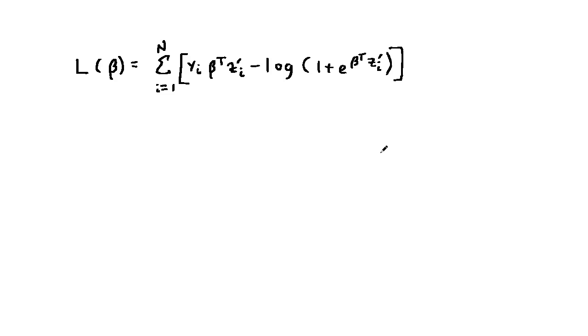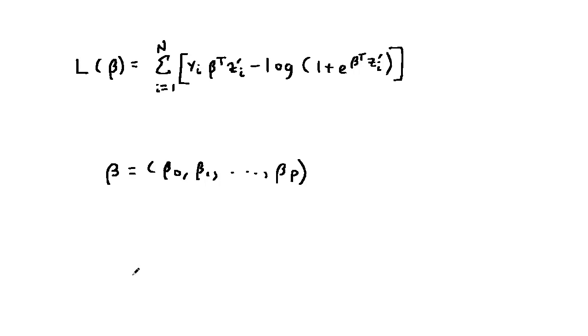Now return to maximizing the log likelihood function, L of beta. Recall that L of beta is given by this. Note that L of beta is a real valued function of beta, where beta is given by beta 0 through beta p. Okay, so L of beta is a real valued function of beta.